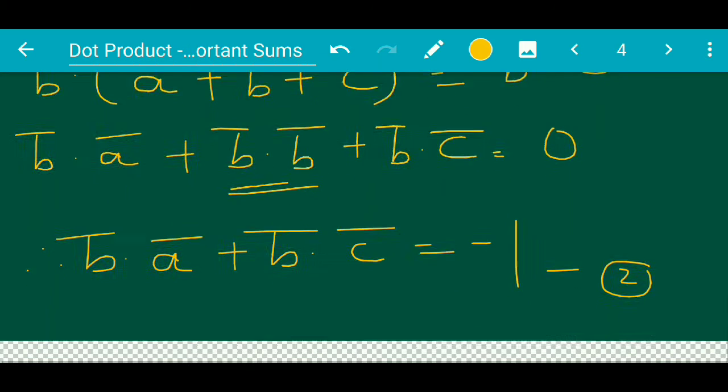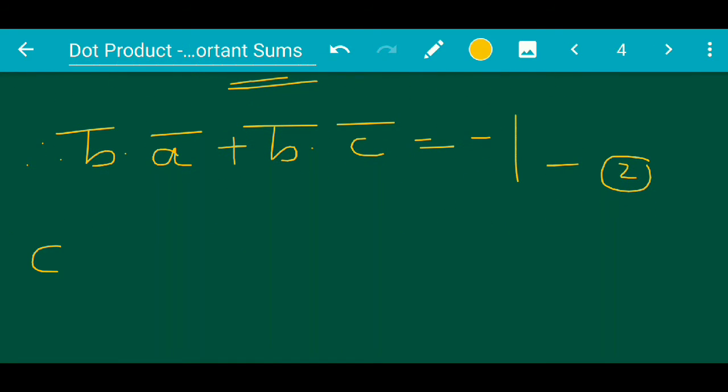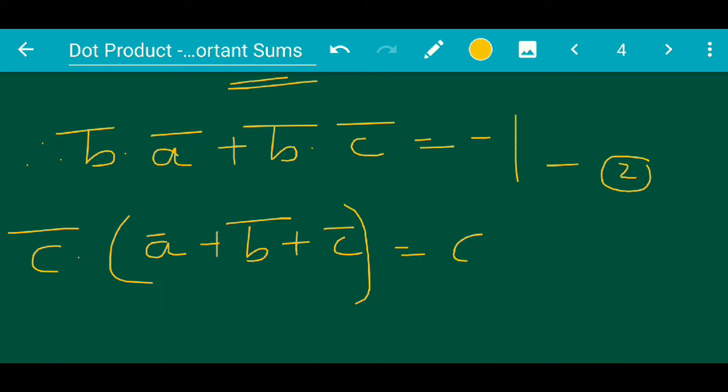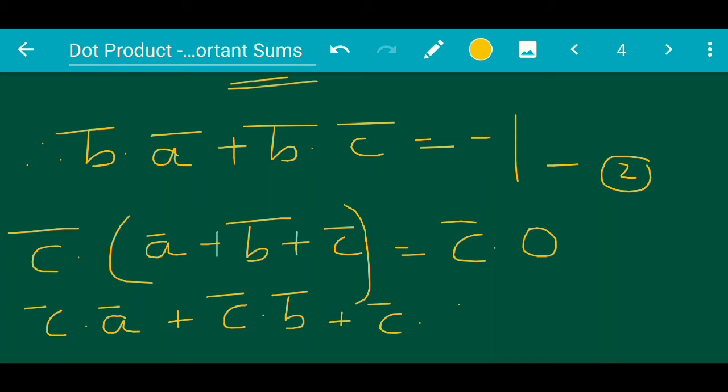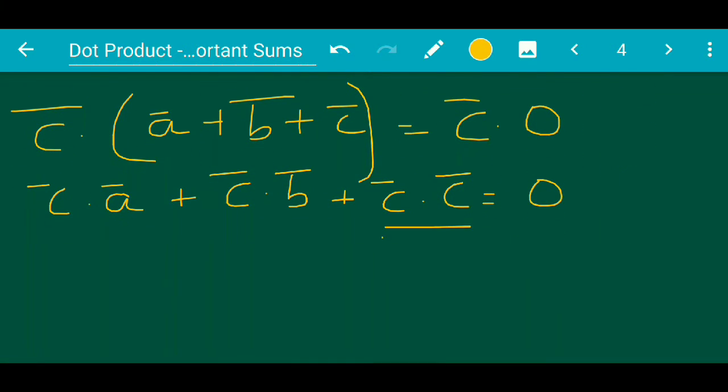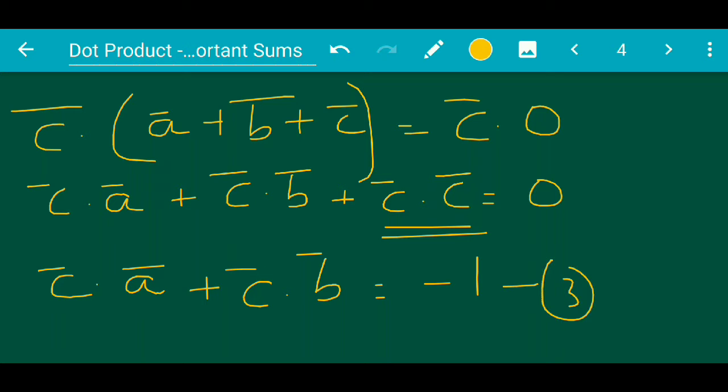In the same way, let us do the same thing with c also. That is c dot (a plus b plus c). Again c dot c is 1, so this term becomes 1 and we take it on the RHS. So this becomes our equation 3.